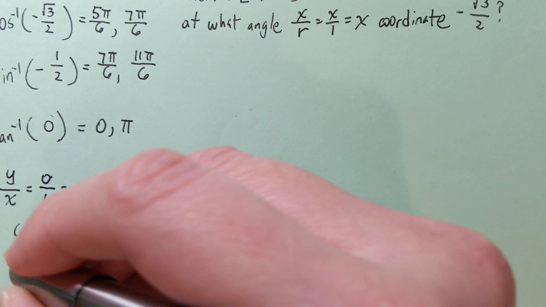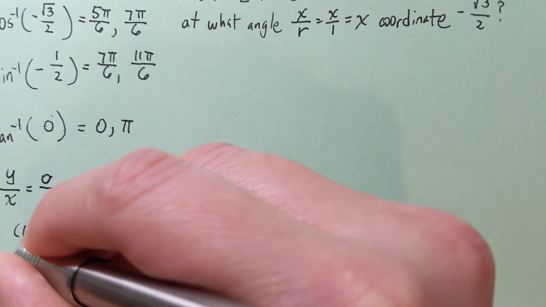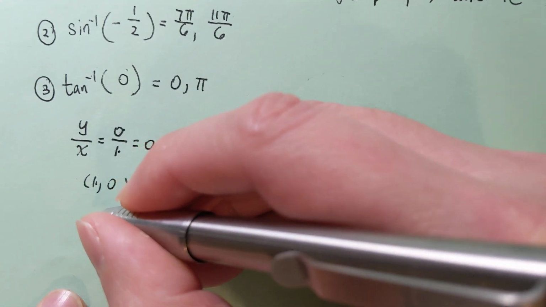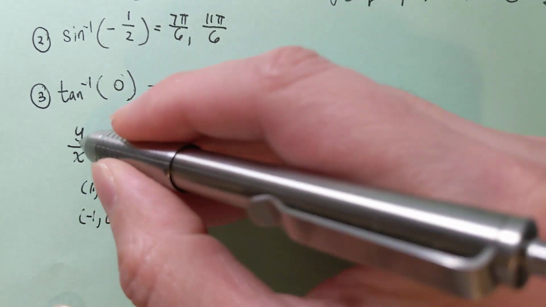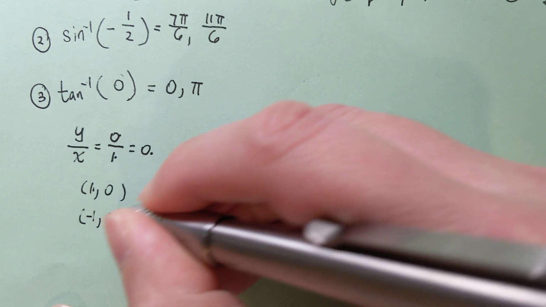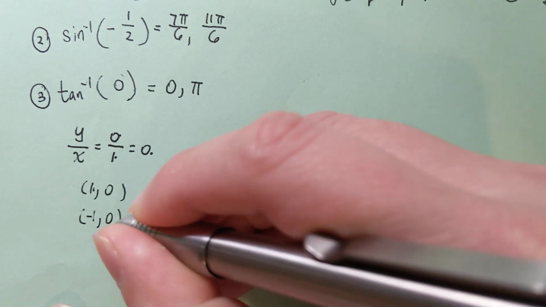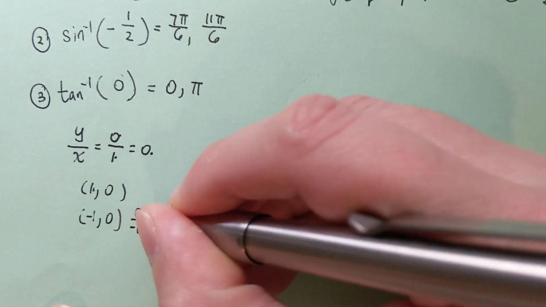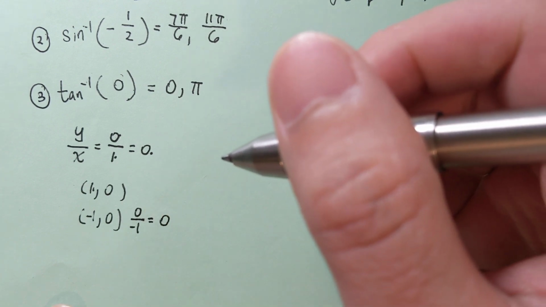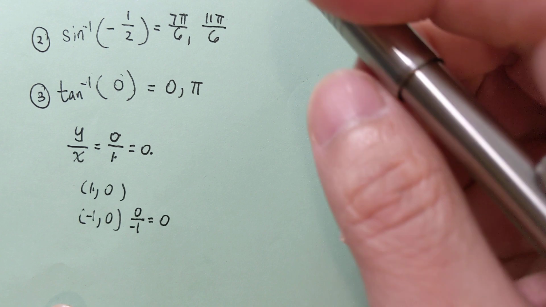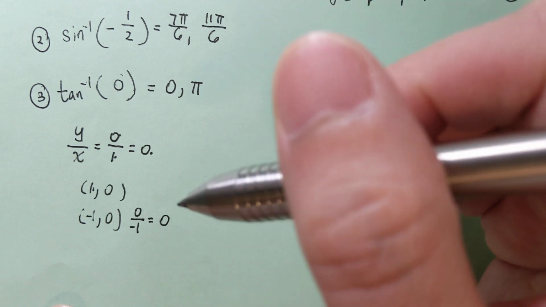Now, if you look at pi, the coordinates are -1, 0. And if you do y over x again, the y coordinate is 0, divided by the x coordinate, which is -1. We know that the answer is 0 once more, which is what we were aiming for. And that's why pi radians is another one of your answers.